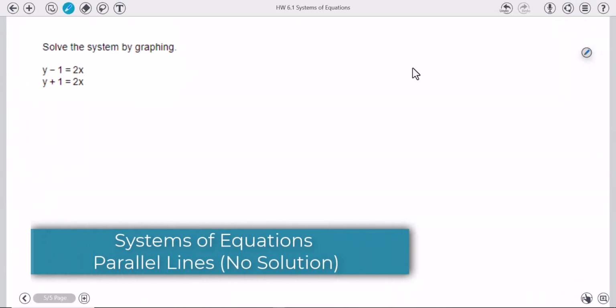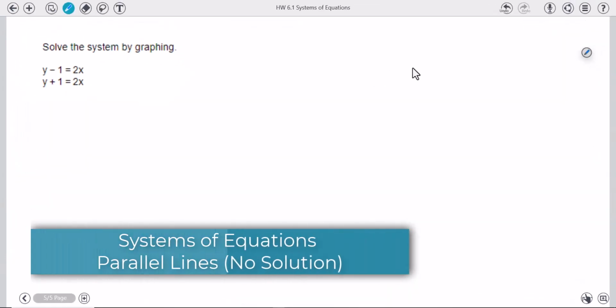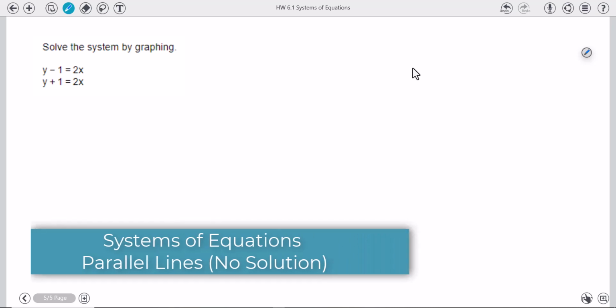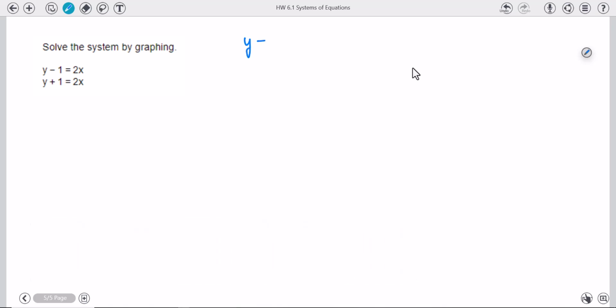Okay, it says solve the system by graphing. One thing I notice with this is if I put this in that y equals mx plus b format, remember this, where this is your slope and this is your y-intercept. So I can do that with the first one by moving the -1 to a +1.